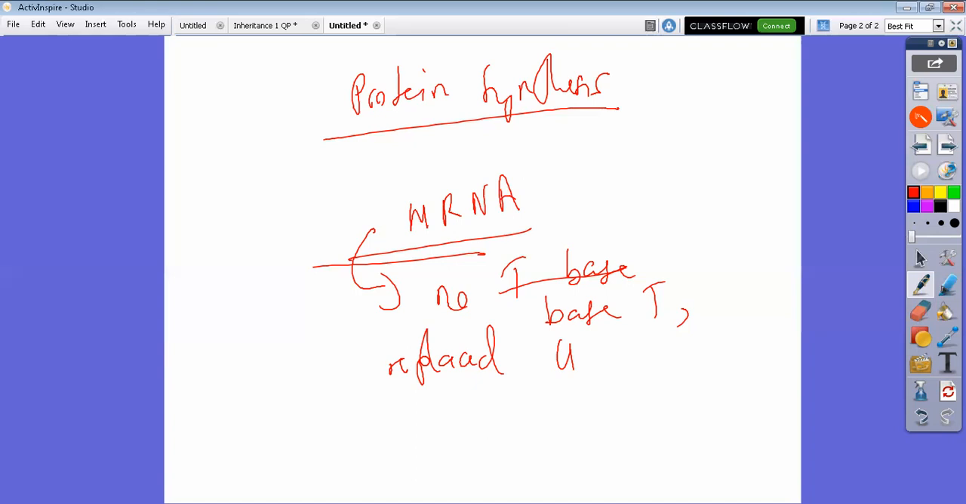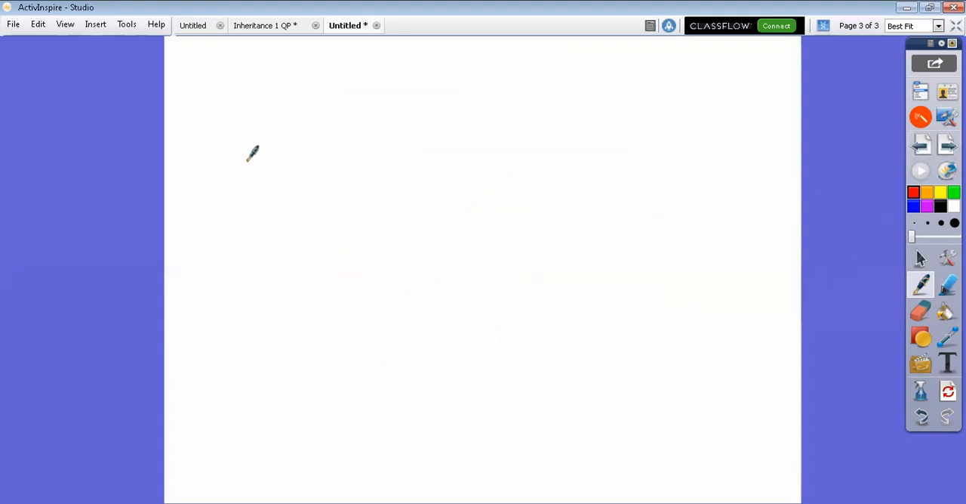So now I want to write something. Let's say we've got a protein here, A. Then we are told that this is an mRNA. We are told that this is CGT.